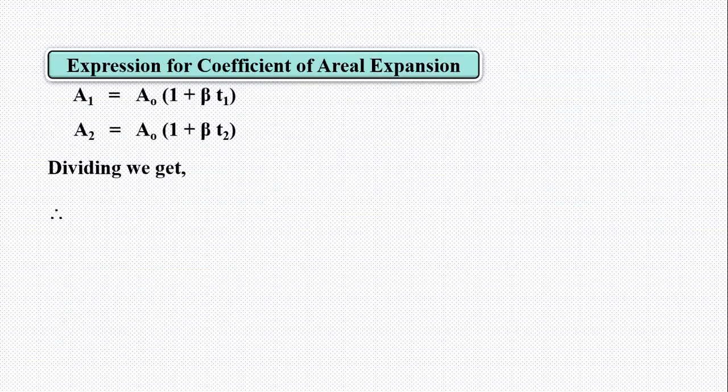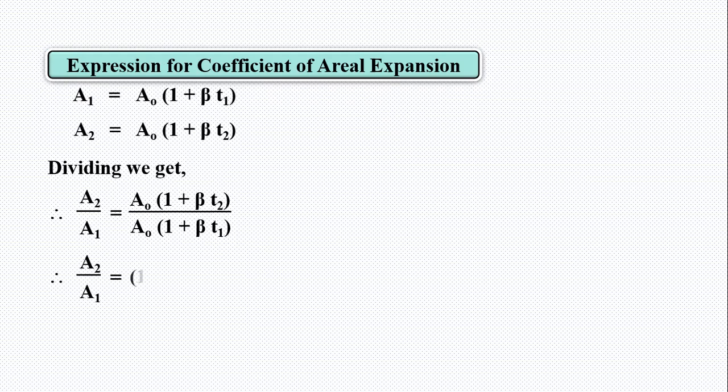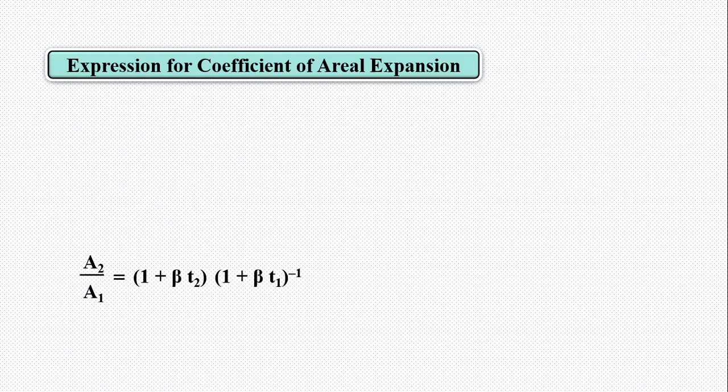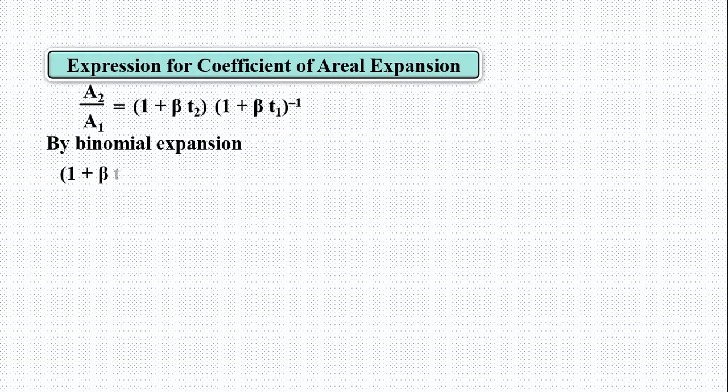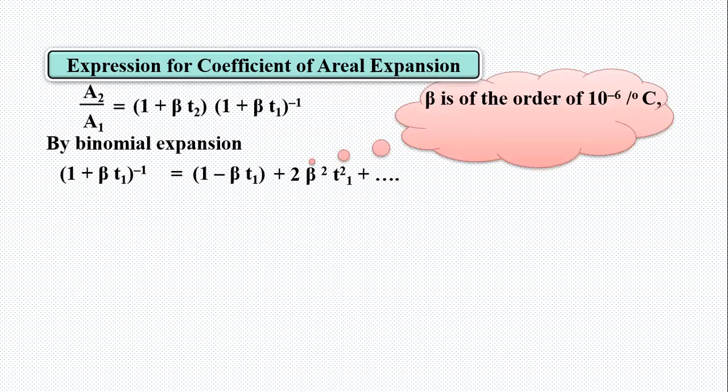So A2 upon A1 is equal to A0 into the bracket 1 plus beta T2 upon A0 into the bracket 1 plus beta T1. So A2 upon A1 is equal to, A0 gets cancelled, 1 plus beta T2 into 1 plus beta T1 raised to minus 1. By binomial expansion, 1 plus beta T1 raised to minus 1 is equal to 1 minus beta T1 plus beta square T1 square, and so on. But beta is very small, of the order of 10 raised to minus 6. So higher powers of beta square are neglected.